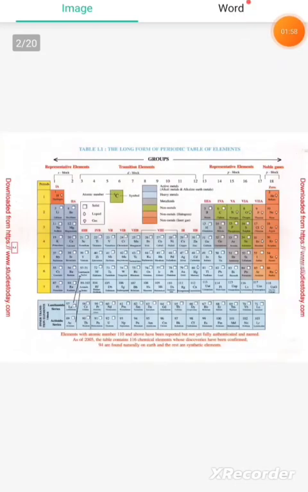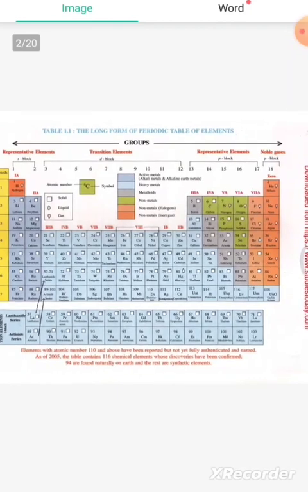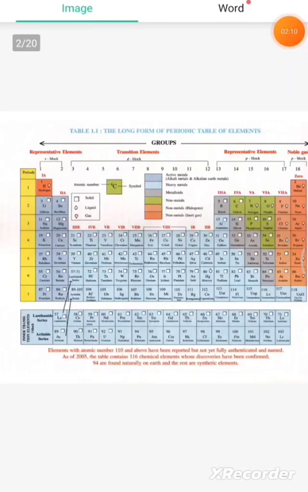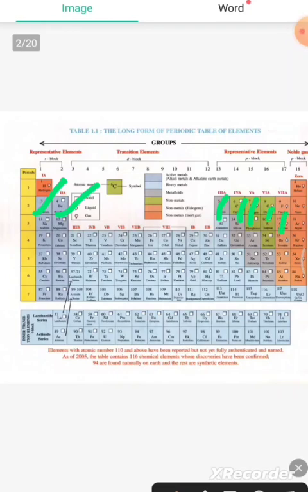Now let us try to understand what are typical elements. You see, here are some representatives of the following elements. Like you see, sodium, magnesium, and this set: aluminum, silicon, phosphorus, sulfur and chlorine. They are called the typical elements, or you can say they are the representative elements, because they represent the elements below. That's why they are called the typical elements.